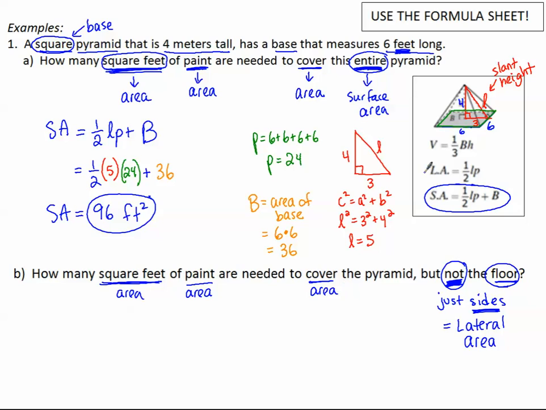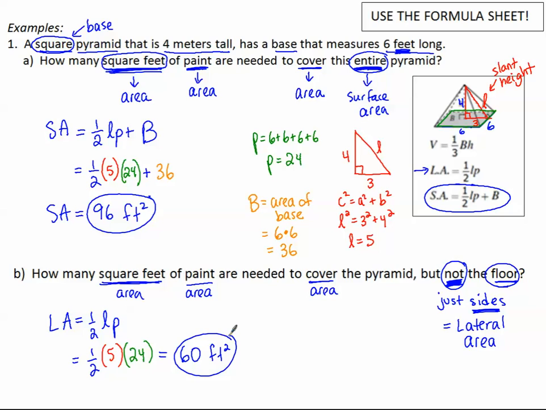So let's go to our lateral area formula next. Lateral area of the pyramid equals 1/2 LP. Notice that's exactly what we did already, but not the area of the base. Remember, not the floor. So I'm just going to plug in the information that we got earlier. Half of the L that we got, which was 5, and the P, the perimeter of the base, 24. Computing that makes 60. It's still area, so it's still square feet or feet squared.